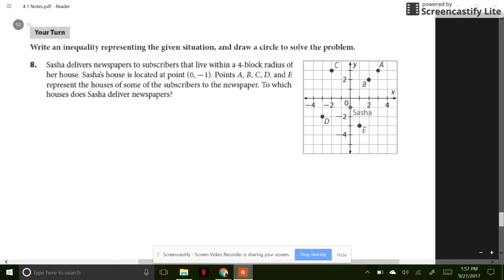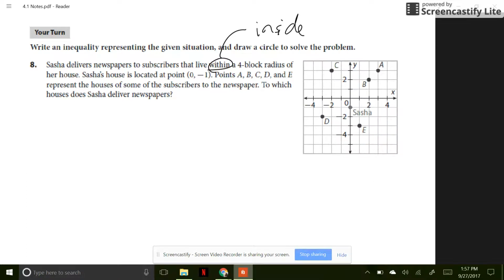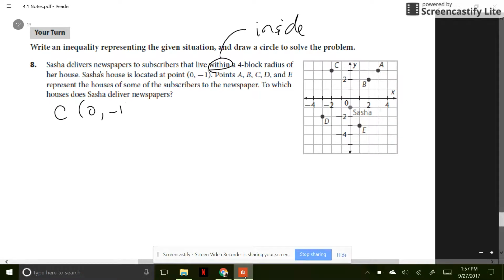So we need to write an inequality that represents the situation and then draw a circle to solve the problem. Sasha delivers newspapers to subscribers that live within a 4-block radius of her house. So that means, again, we're looking inside the circle. Her house is located at the point (0, -1). And A, B, C, D, E represent the houses of some of the newspaper subscribers. So we have to see which ones she will deliver to. This means our center is at (0, -1), and our radius is going to be 4.